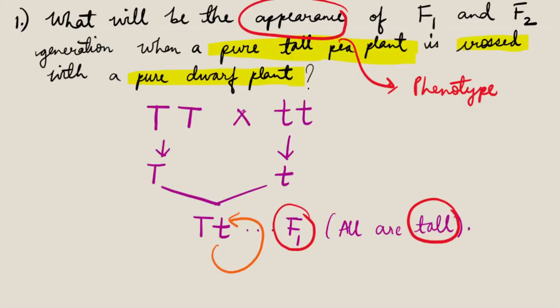Now let's take the second question. Suppose I'm dictating the question here. Suppose instead of pure tall pea plant and pure dwarf plant, the question had been this way, that a heterozygous pea plant is crossed with, okay, which plant? Heterozygous tall. I will write it here, heterozygous tall.